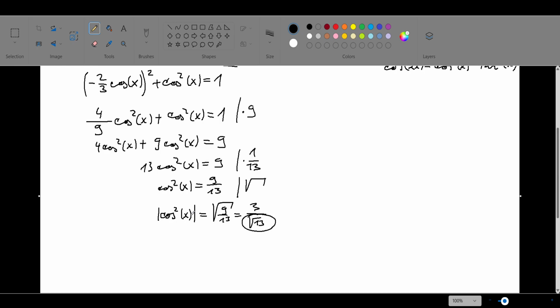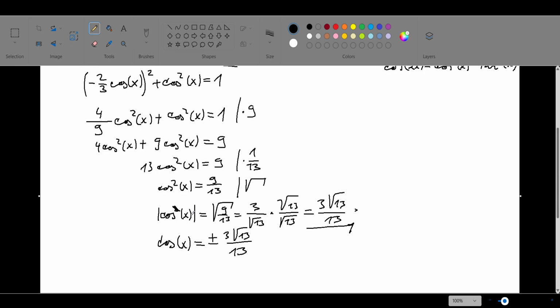We have a problem here with the square root of 13, but okay, let's get rid of this square root of 13 by multiplying by square root of 13 over square root of 13, which I was explaining in the previous video. It is equal to 3 times square root of 13 over 13. But as we have the absolute value here too, this is no more here, which means that the cosine of x is equal to plus or minus 3 times square root of 13 over 13.